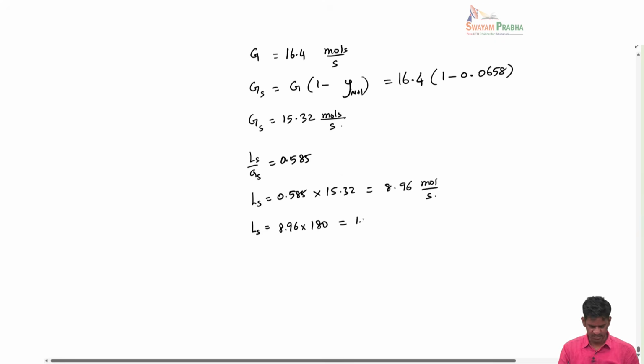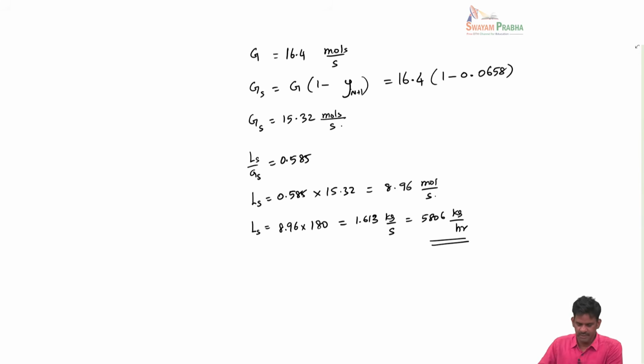So this becomes 1.612 or 1.613 kilogram per second, and in terms of per hour, this would be 5,806 kg per hour. So this is the answer to part B.